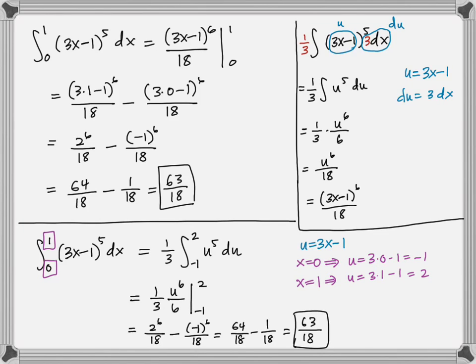All right, and some people love this method and they're like, this is the best thing ever because I don't have to switch back to x's. I just have my limits as u's. They're very easy to plug in. And some people hate that, think it's a waste of time, and we should just switch back to x's and go on as we usually do. So whichever one you like better, you are welcome to do. You always get the same answer. Okay.